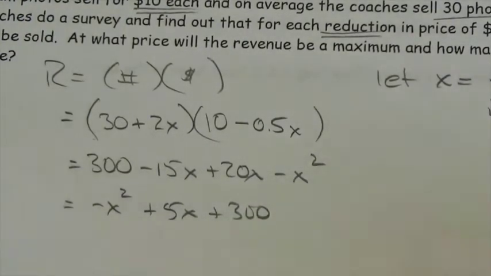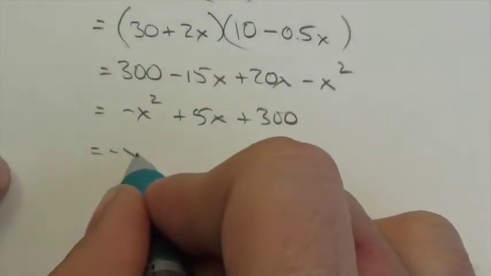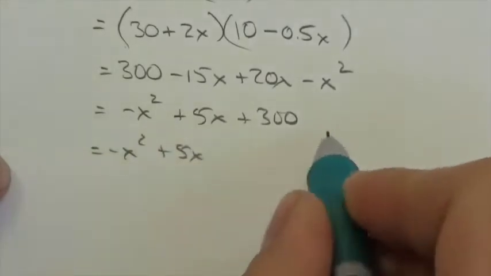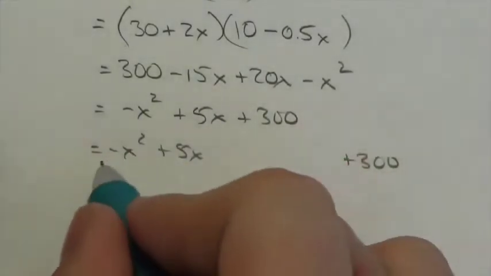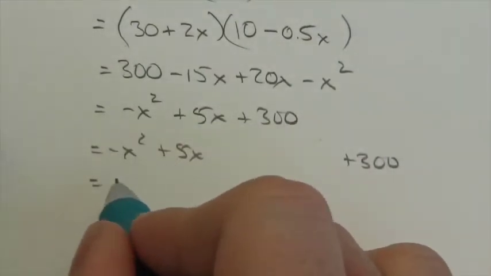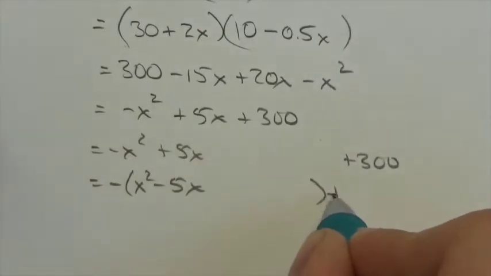Now, I'm going to complete the square on that to figure out what price is going to give us the maximum there. So first thing we're going to do is move that 300 out of the way. Then I'm going to factor that leading coefficient out. Now, it was just 1, but I got to be careful about that. Make sure I do it.